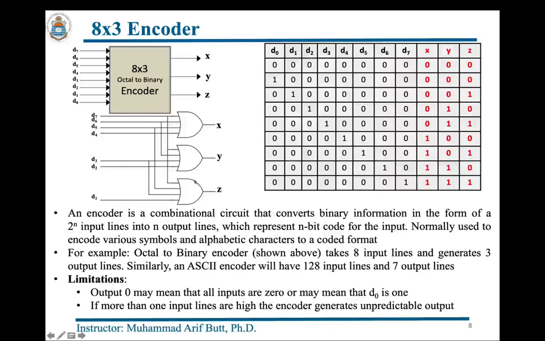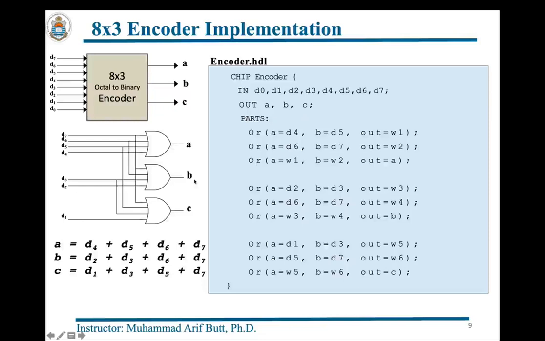Fine, so this is the gate level diagram. Here I have shown you the functions as well, using which you can generate these 3 outputs, A, B and C. A is equal to D4 plus D5 plus D6 plus D7. So we need to bitwise OR these 4 inputs to get A. Since we do not have an OR gate with 4 inputs, only an OR gate chip with 2 inputs, we have used 3 OR gates.